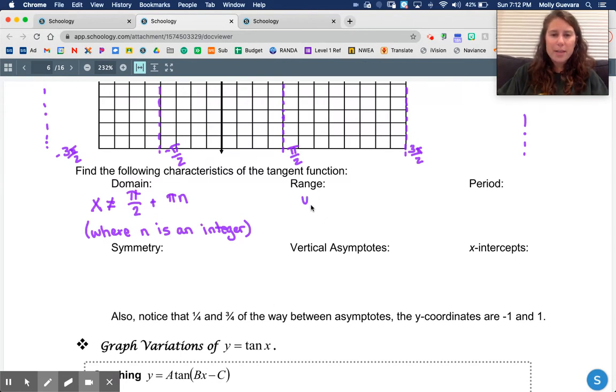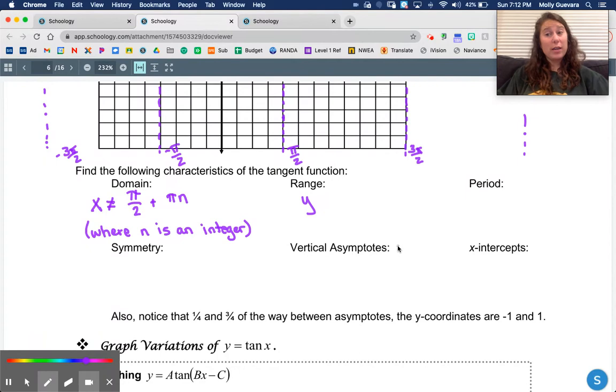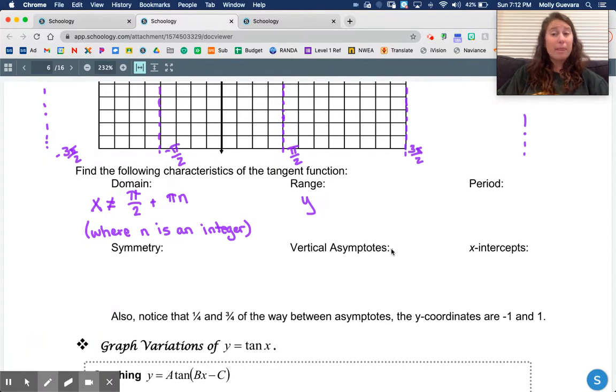Then my range: what outputs am I allowed to get? So my graphs are going all the way down to negative infinity, and they're going all the way up to positive infinity. So here, y is in the set of all real numbers. I can have anything I want for my range. You can also write this as negative infinity to infinity, but I like the top one better personally.